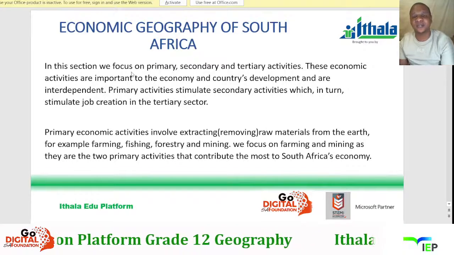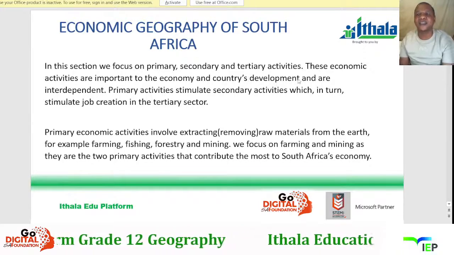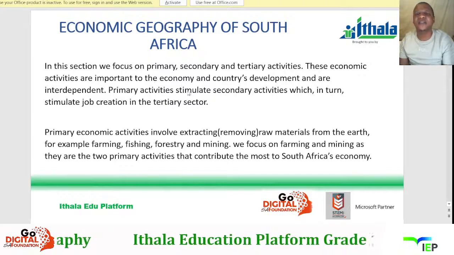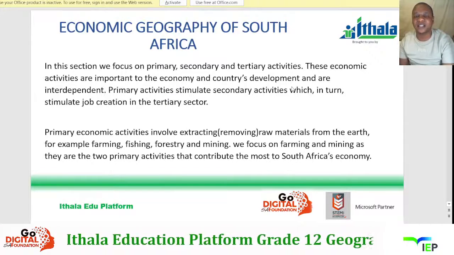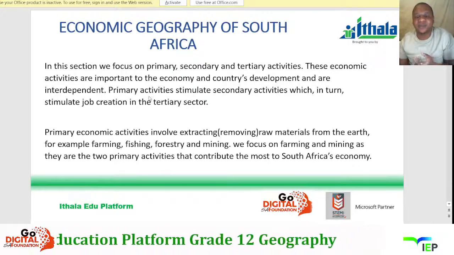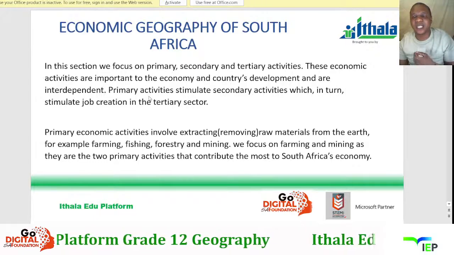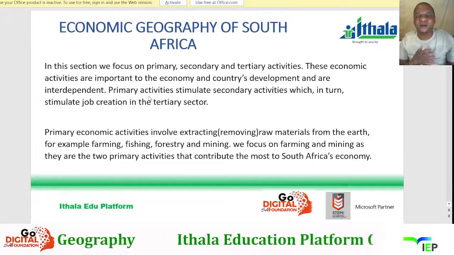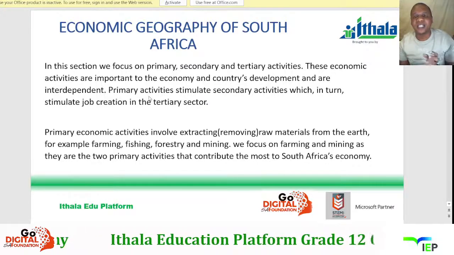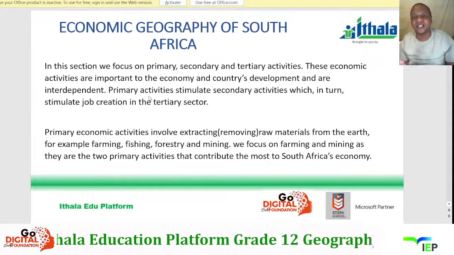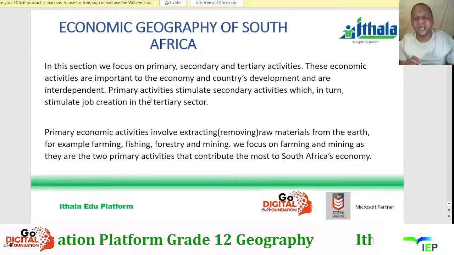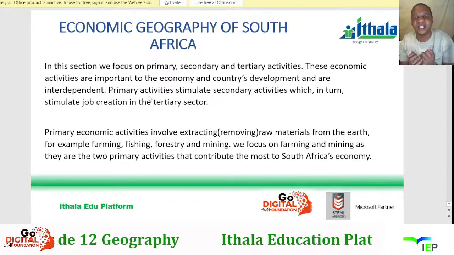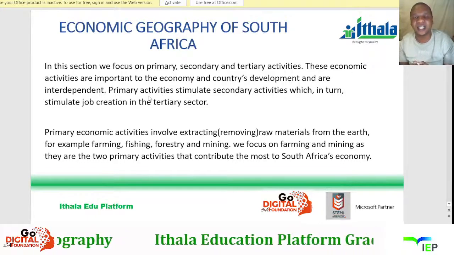So kule section we will be focusing on the primary, secondary and tertiary activities, and then we'll be looking at how these activities are important to the South African economy as well as developing the country as a whole. And then also such a primary activity stimulates secondary activities, which in turn stimulates job creation. For example, if kwakhiwa imoto, imoto ezakhiwa ngensimbi, and then insimbi iqala lapha from underground and then imbiwe and then ya-convertwa kwi-secondary activity noma kwi-sector. So ya-convert, mase convertiwe isingaba useful ukuthi singakwazi ukwakha izinto ezinjenge imoto and all that.